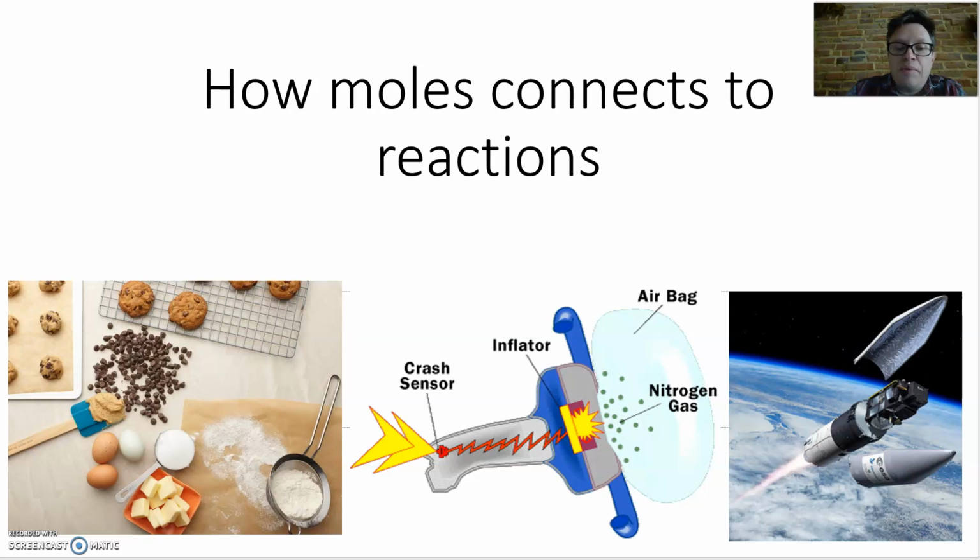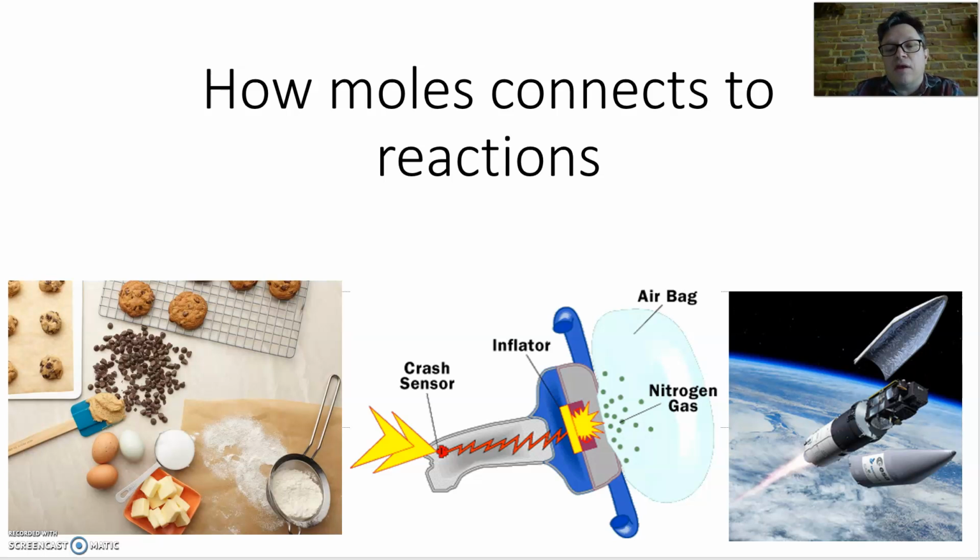Baking and recipes, and being able to scale a recipe to larger and smaller batches, is actually a definite real life use of using the ratios of things. A more hard chemistry example is the reaction that occurs in car airbags.